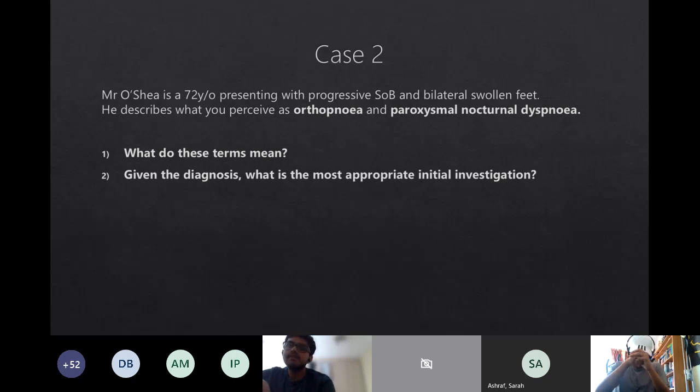Also, just generally, heart failure isn't a diagnosis. It's a symptom. It's what the patients are experiencing. The diagnosis is going to be the thing that's causing the heart failure. It doesn't just happen by itself.